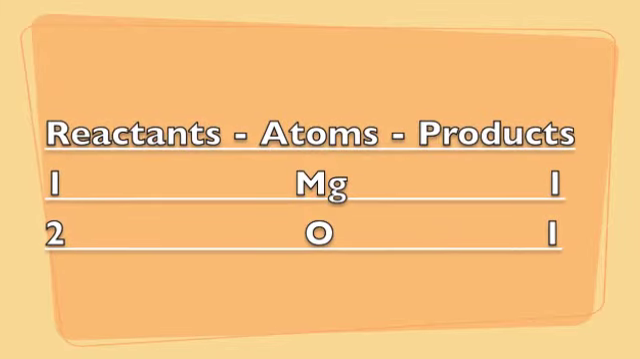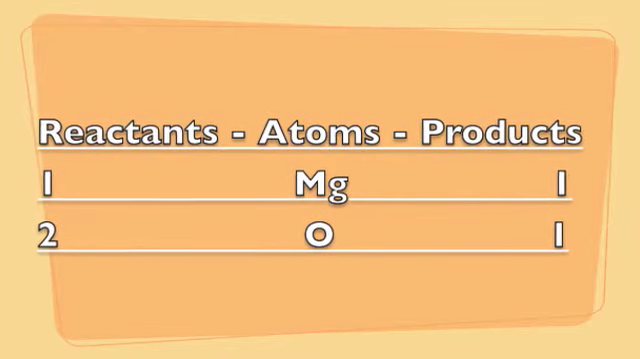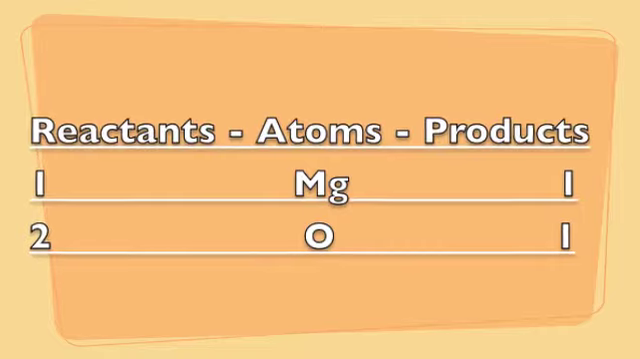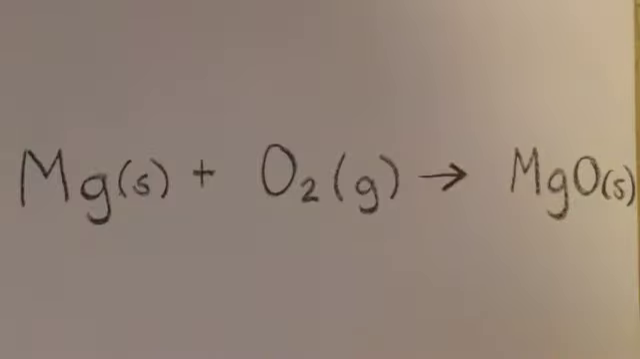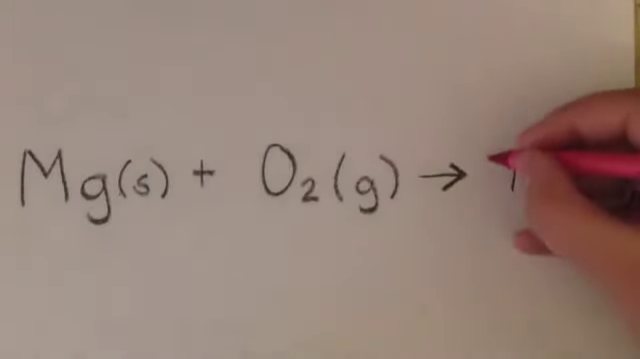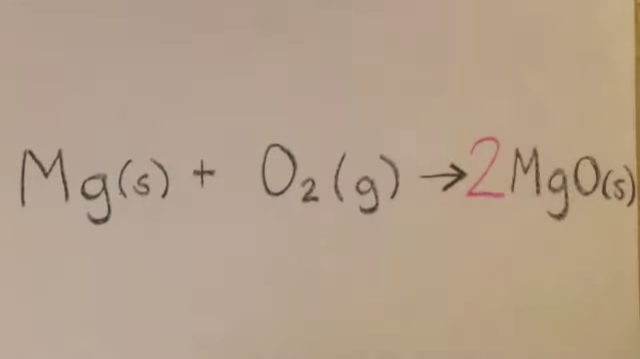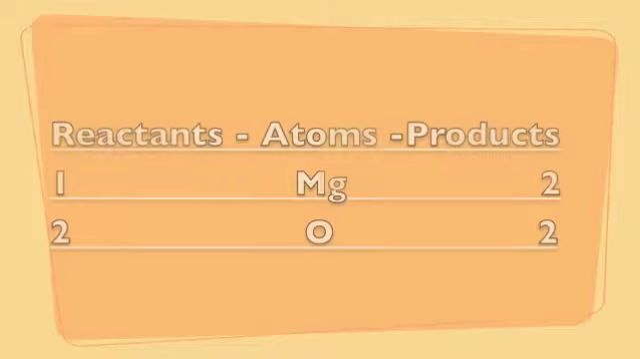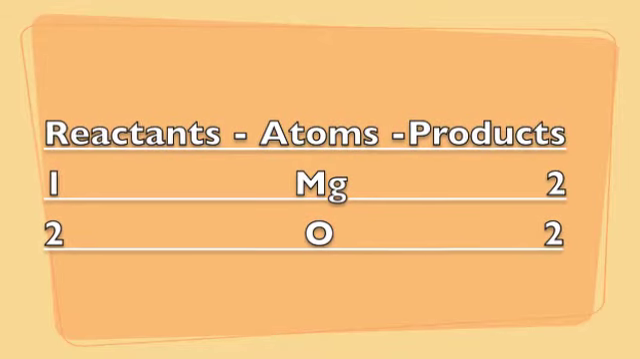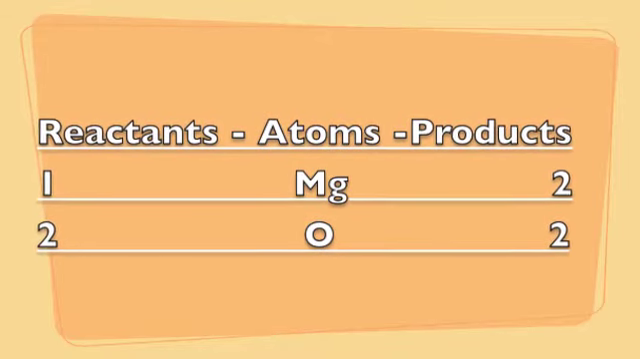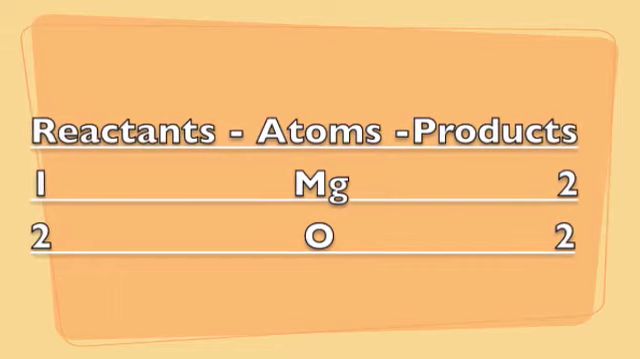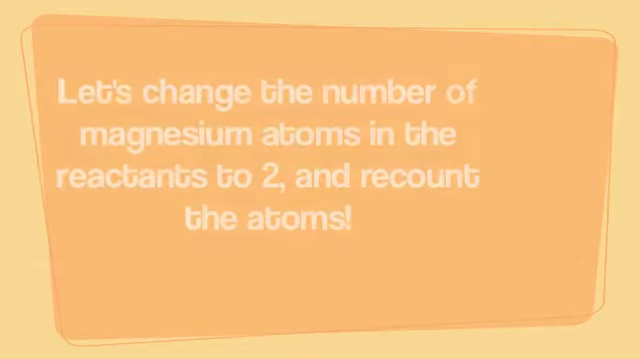The difference here is that there are 2 oxygen atoms in the reactants and only 1 oxygen atom in the products. To balance the equation, we must use coefficients so that there are 2 oxygen atoms on the product side. Let's count the atoms again. This equation is still not balanced.